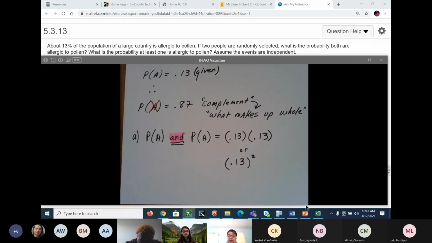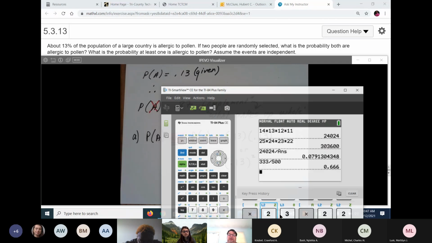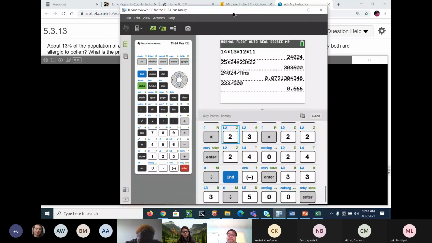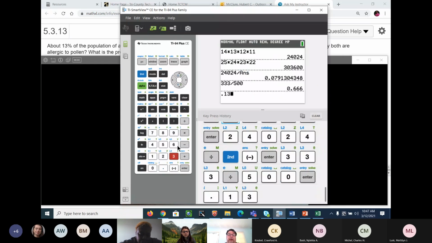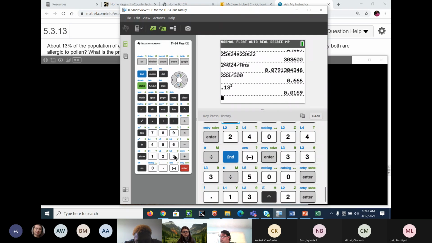And I'm going to take my handy dandy calculator because I know if I ask the class to do it, Mr. Michelle is the only one that's going to answer. So 0.13 raised to the second power is equal to 0.0169. And that is the probability of an allergic person and an allergic person being picked. So that means two people, right? Yes.